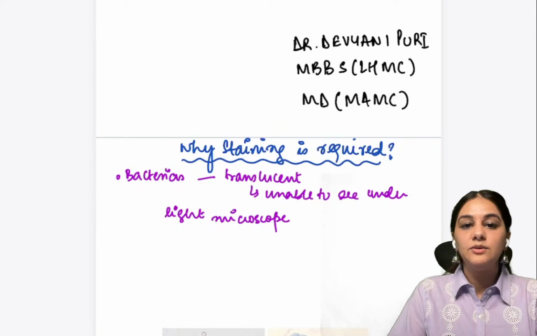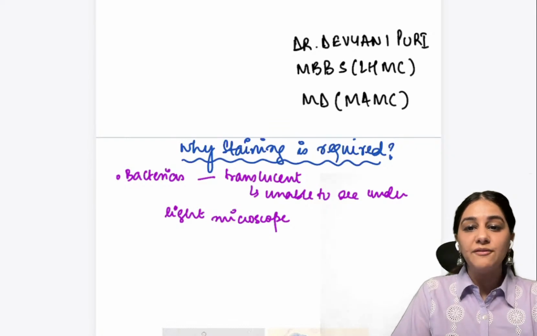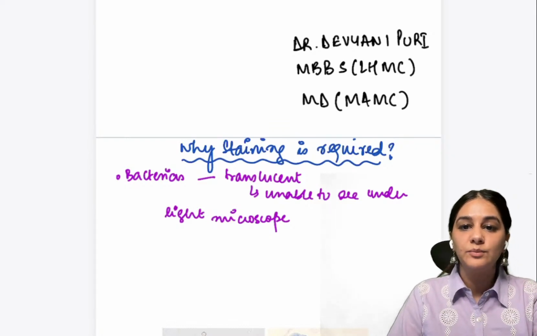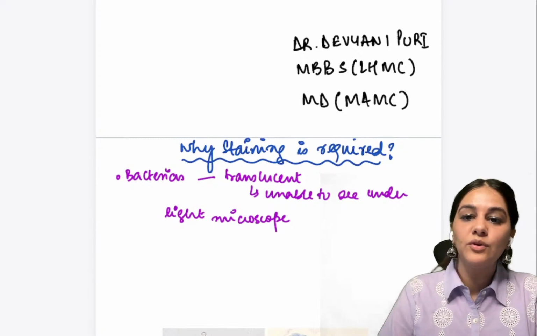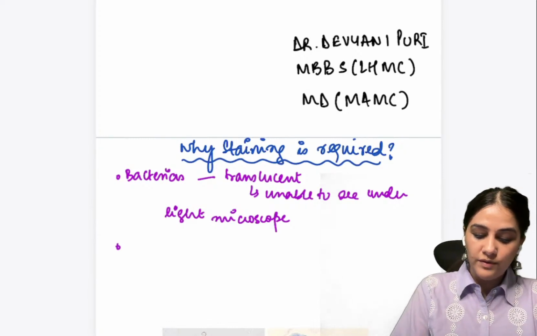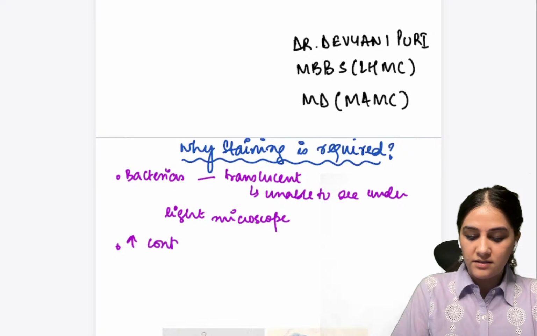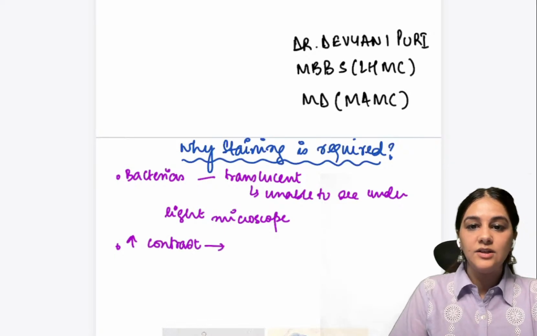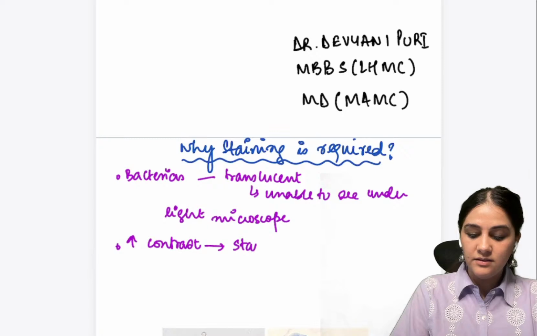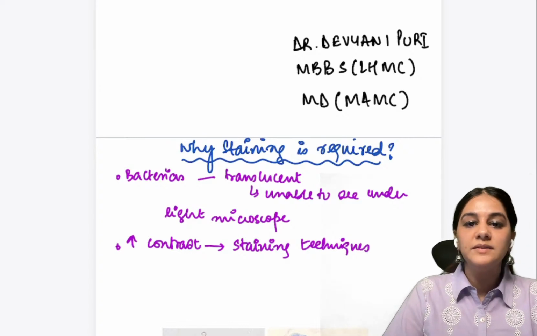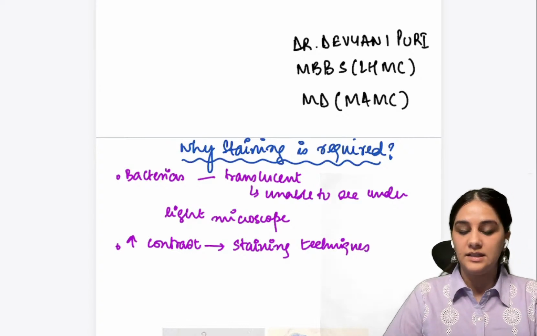Right, so when we are unable to see them under the light microscope, we have to do certain things for them to be more visible. So what do we do? We have to increase the contrast. And one way of increasing the contrast is by using certain staining techniques. So for the organisms to become visible, we use certain staining techniques.